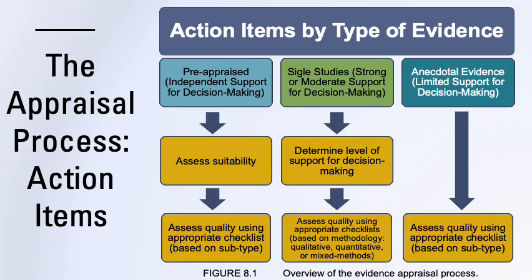For single study evidence, we know that this evidence is going to provide us with strong or moderate support for decision making based on the study design. So therefore, we will look at the design of the study and then assess the quality using the appropriate checklist from Appendix E2. And finally, with anecdotal evidence, we know that this evidence is going to provide us with limited support for decision making, and we will assess the quality using the checklist from Appendix E3.